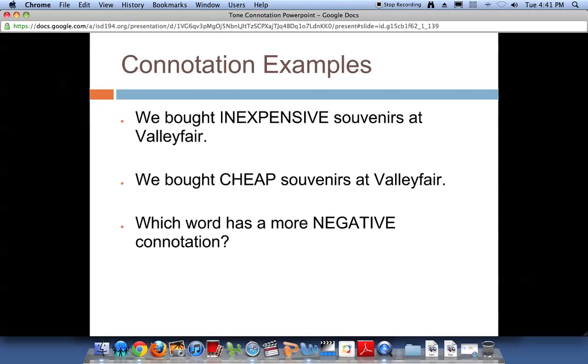Let's say your friend goes to Valley Fair and they come back and say, "Oh, we bought some inexpensive souvenirs at Valley Fair." Your initial thought might be, well, inexpensive, but you might not have a judgment about what it actually is that they purchased. However, if they say we bought cheap souvenirs at Valley Fair, that implies something completely different. It implies not only was the souvenir inexpensive, but that the souvenir very well might be poorly made. So again, cheap has a negative connotation, whereas inexpensive has a neutral connotation.